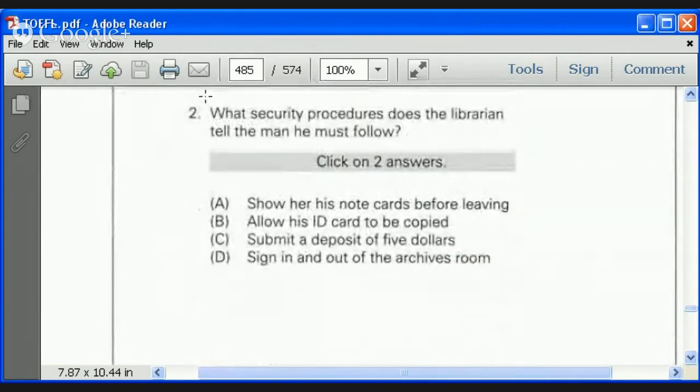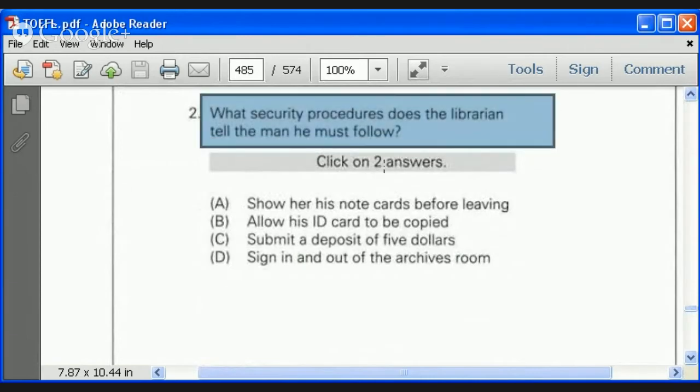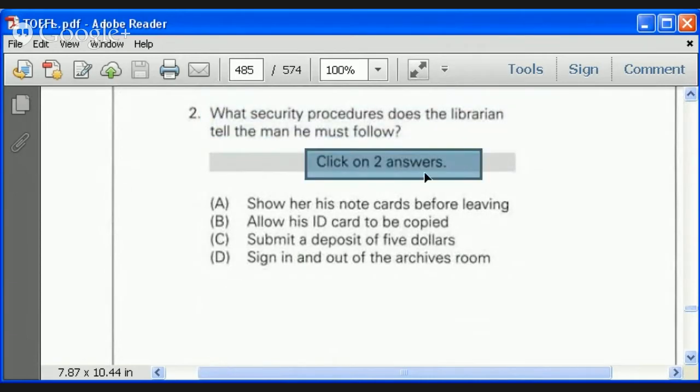What security procedures does the librarian tell the man he must follow? 2 answers. You must get both answers right to get the question right. If you get only one right, you don't get half a point or something. Okay, as I described in my notes, I would have written like a dash, the things you need, and then a negative, the things you don't need. I was easily able to predict this when I heard the woman say, did the other librarian tell you what you need to do? She's going to give me procedures. She's going to tell me what I need, what I don't need, what I can and can't do.